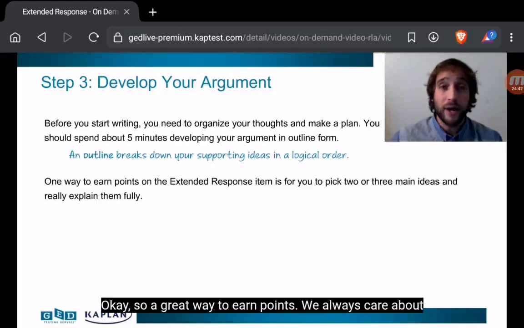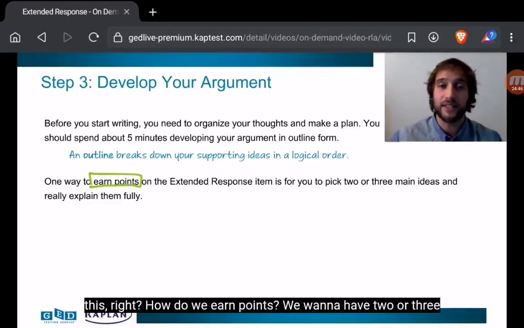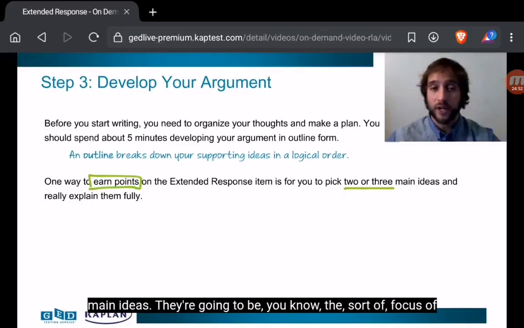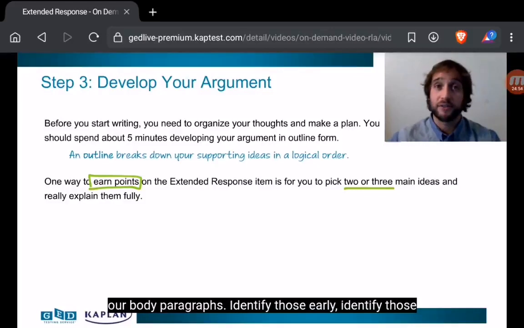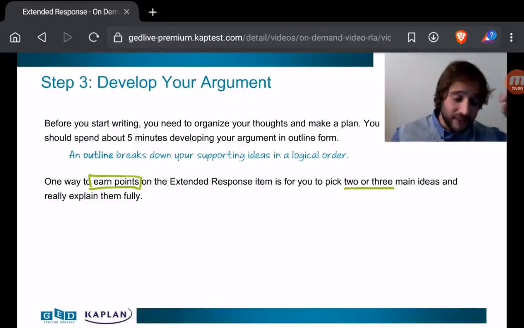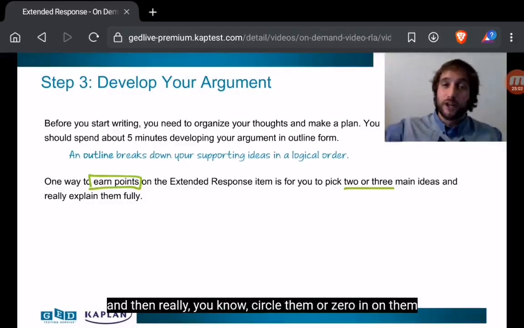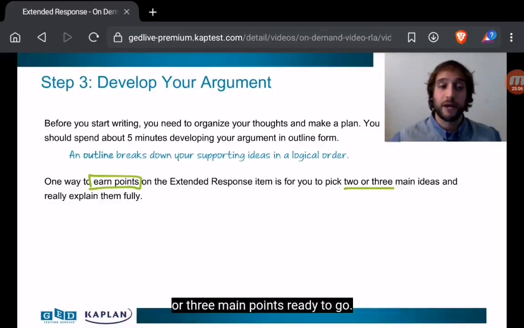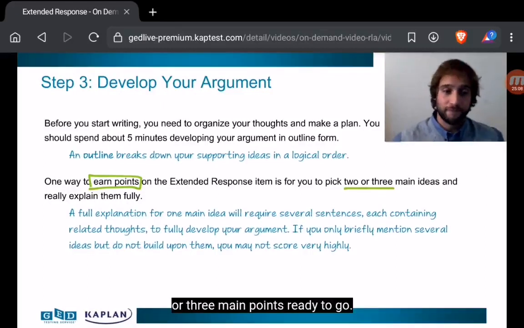Okay, so a great way to earn points. We always care about this, right? How do we earn points? We want to have 2 or 3 main ideas. They're going to be the focus of our body paragraphs. Identify those early. Identify those in your breakdown step, and then really circle them or zero in on them in your outlining step. Make sure you have those 2 or 3 main points ready to go.